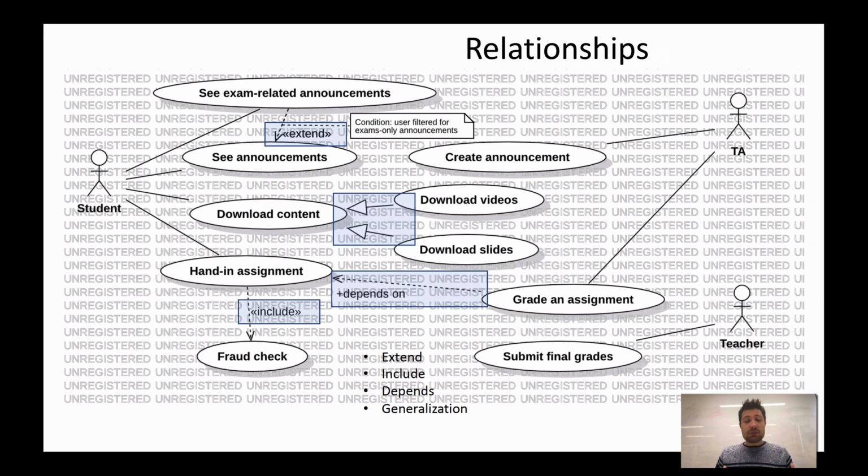But fraud check is something so big and so important that it deserves to be represented as its own use case. So then we extract fraud check out of the hand in assignment, and then we just put this relationship there. Is this compulsory? Whenever a functionality is too big, do I need to break it into two and then use the include relationship? Well, yes and no, right?